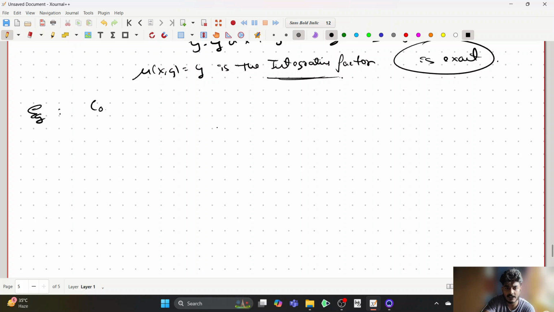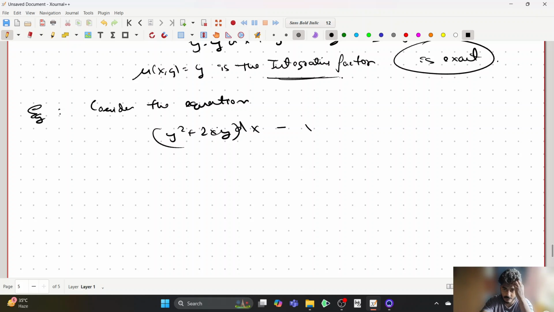This is just an example. Consider the equation (y² + 2xy) dx − x² dy = 0. Now one of the ways to find an integrating factor is to multiply it with some integral power of x or with some integral power of y, and examining the conditions of being exact, we need to find a value for the integral power, and that will give you the integrating factor. That is the example which I am trying to do up here.